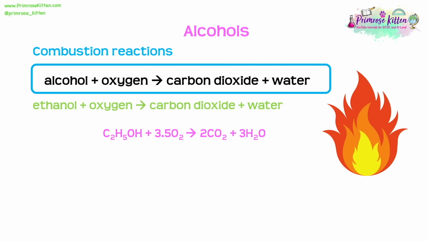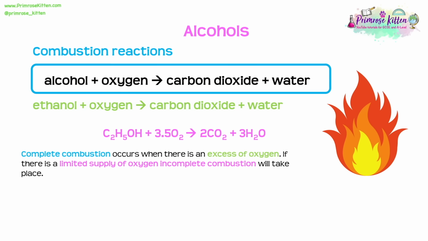We need to know a series of different reactions that alcohols can undertake. The first one is combustion reactions. We need to know that an alcohol plus oxygen makes carbon dioxide and water. So in this case, we could look at ethanol plus oxygen makes carbon dioxide and water.